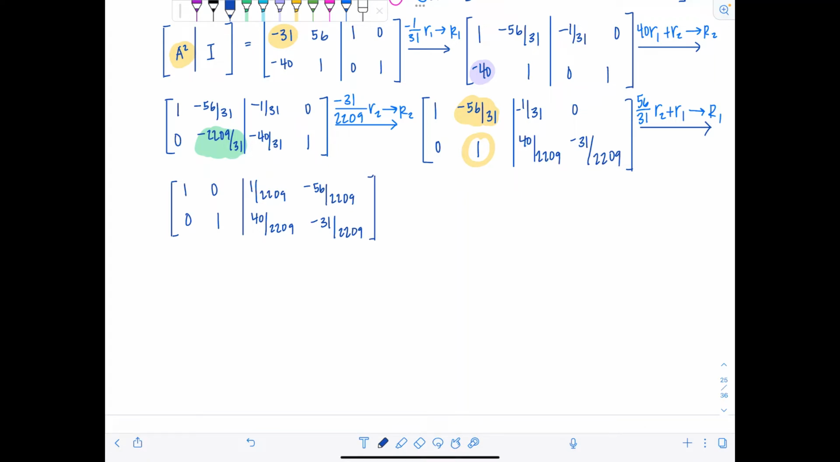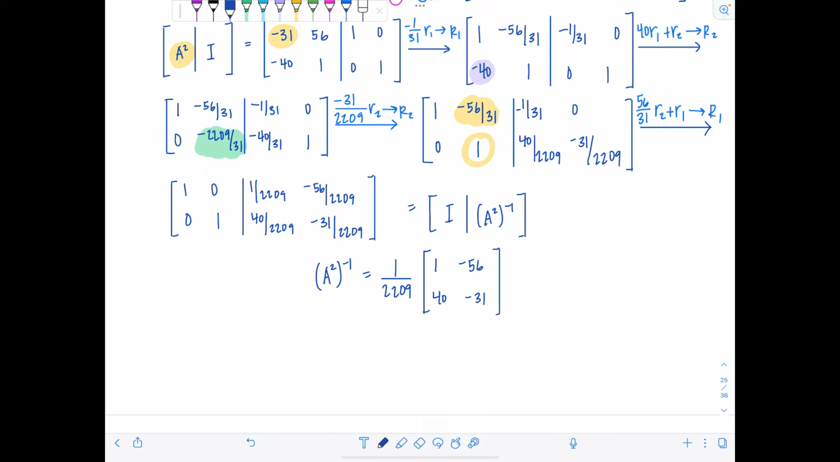Beautiful. So now what have I done? I found the inverse because I have the identity matrix on the left, and on the right now I have the inverse of A squared. Okay, so we found it one way. We have found that the inverse of A squared is, I can factor out that 1 over 2,209, and then it looks better. 1, negative 56, 40, and negative 31. Okay, there is another way to find the inverse of a 2 by 2 matrix, but we will go over that later because we need to learn about determinants first, and we haven't learned about them yet.